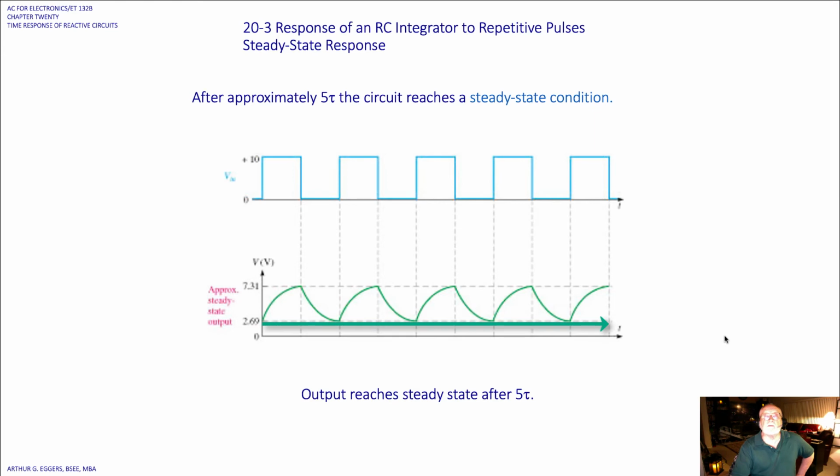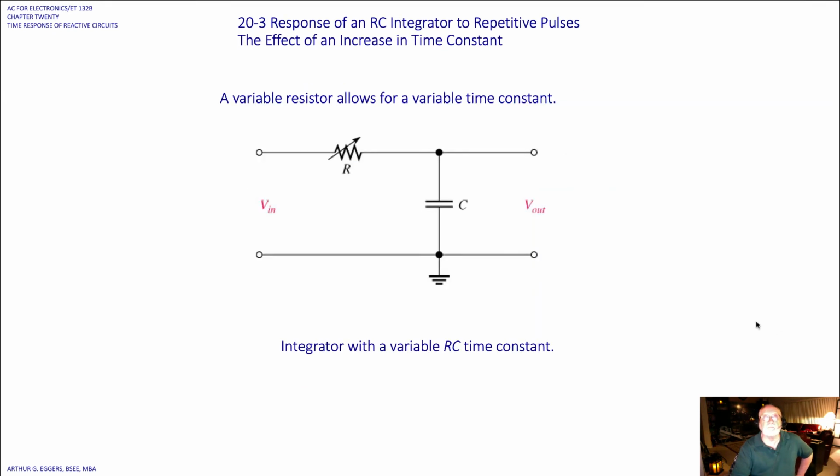So after approximately 5 time constants, the circuit reaches its steady state condition. You can see here the floor is remaining constant, so we are in the steady state condition as the pulses continue and the output is displayed accordingly. The effect of a variable resistor allows for a variable time constant.